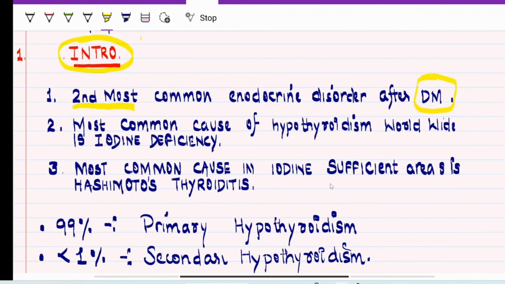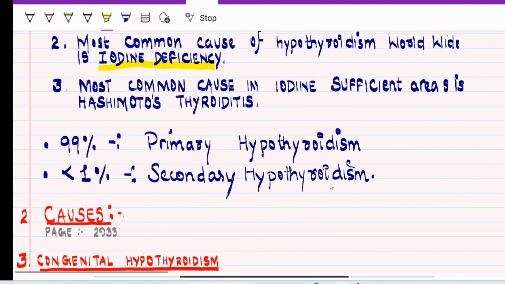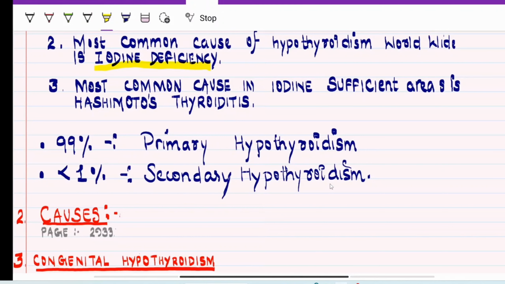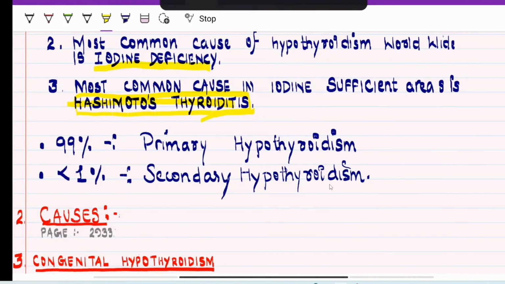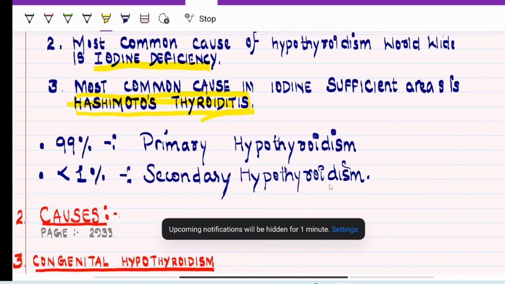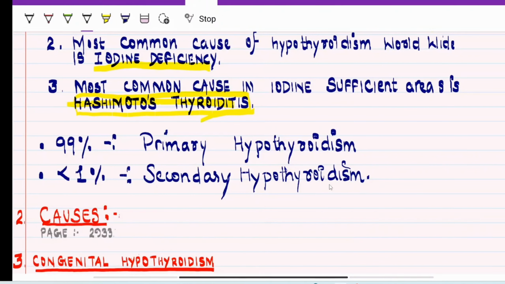The most common cause of hypothyroidism worldwide is iodine deficiency. This is very common. The most common cause in iodine sufficient areas is Hashimoto's thyroiditis. We should understand that Hashimoto's thyroiditis is an autoimmune cause. Also, there are iatrogenic causes.